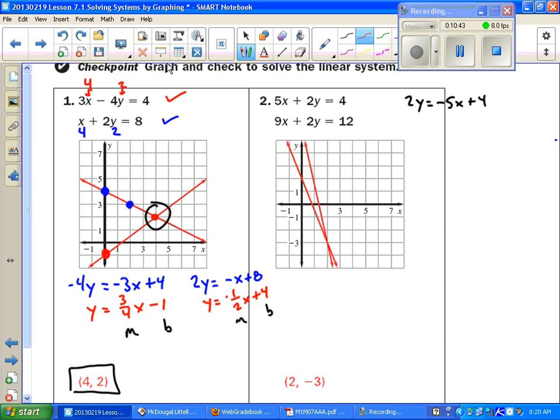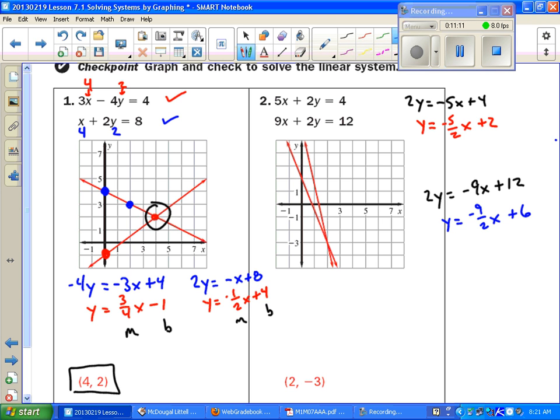Get rid of 2 times y by dividing by 2. Y equals negative 5 over 2x plus 2, mx plus b. Move your second equation likewise. Get rid of negative x, move it over. You're left with 2y equals negative 9x plus 12. And divide by 2 to get rid of 2 times y. And y equals negative 9 over 2x plus 6.